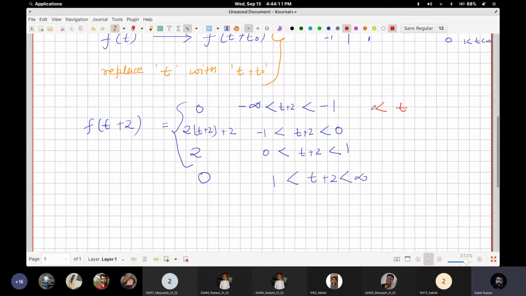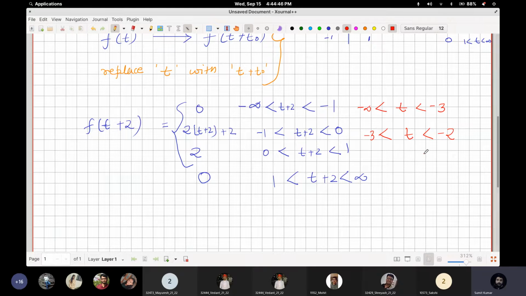So here, for this domain, t will be from minus infinity to minus 2, that is going to be minus infinity only. And when you move the 2 to the other side, you get minus 2, and minus 1 becomes minus 3. So from minus infinity to minus 3, it will be 0, right? And then after that, you will again have t here, and here you are going to have minus 2, and here you are going to have minus 3.